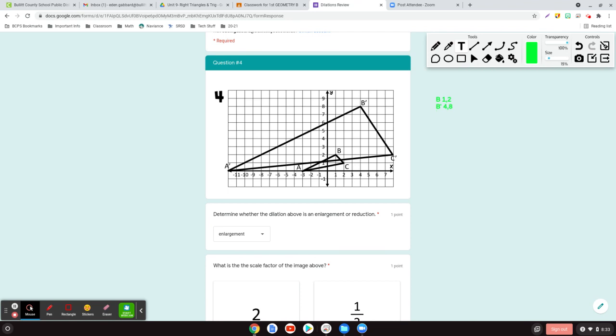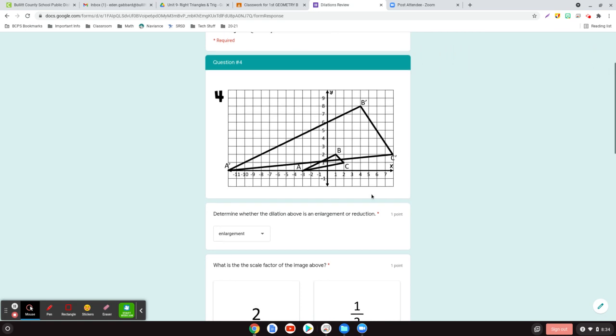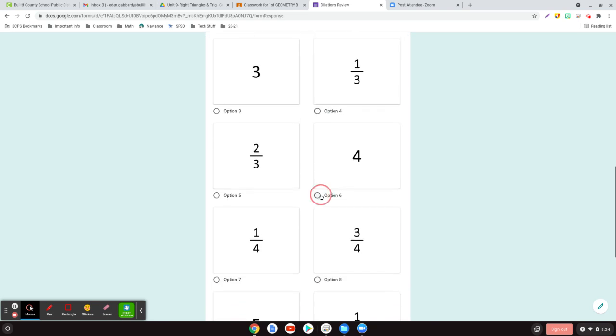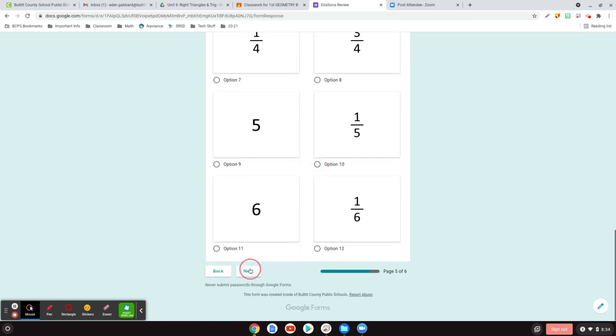Doesn't work like that. So our original B is at 1, 2, and we have an enlargement, so we know we're going to have to multiply here. So how do we get from 1 to 4? Well, we multiply by 4. What do we do to 2 to get to 8? Well, we multiply it by 4. So our scale factor here, guys, is going to be 4. So we have 4.